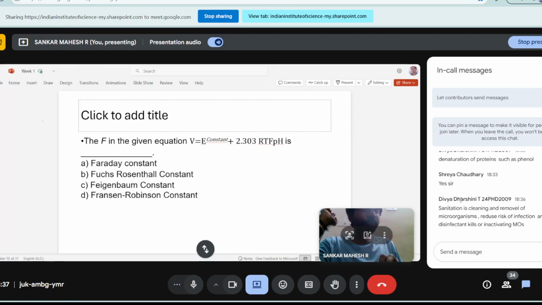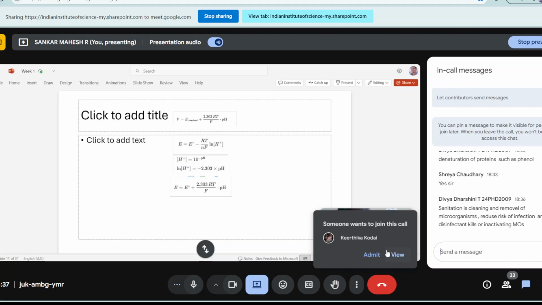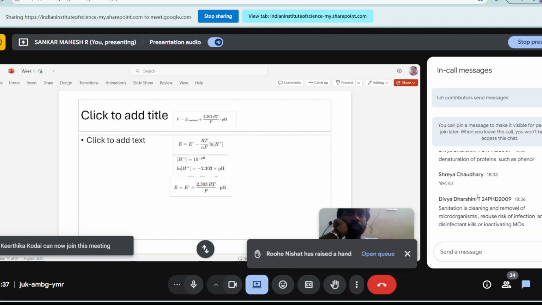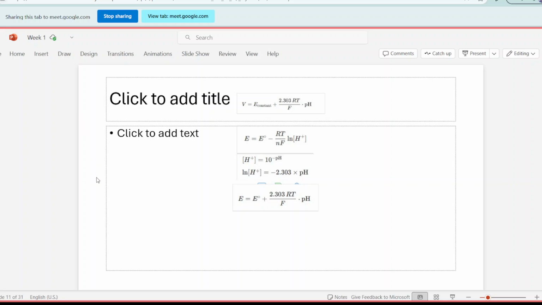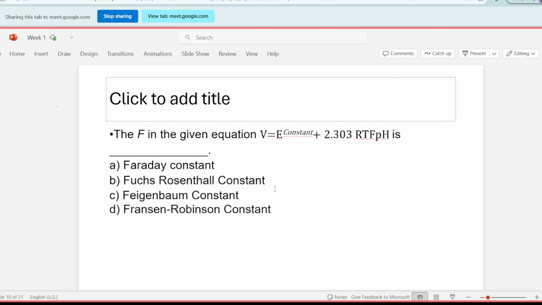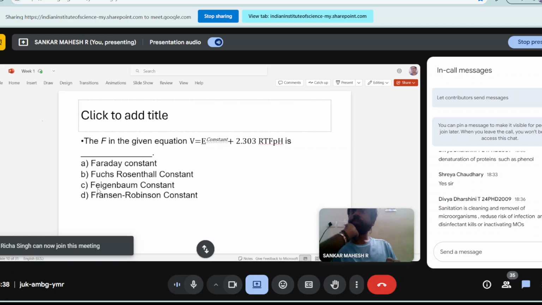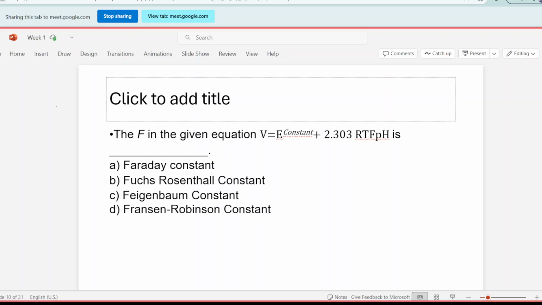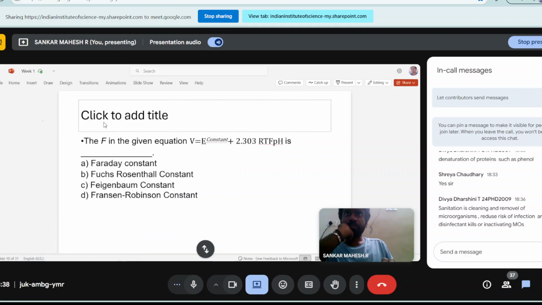Others? Nishita, Ruhi, Nishat, you can unmute. So what we have, yeah, sorry, you can unmute, and then I'll continue. Hello, sir. I think this is the Faraday constant, sir. So V is voltage, and E is the relationship between voltage and the electric charge, and at a particular pH, it's talking about some molecule, or the speed of the molecule by which it is traveling.